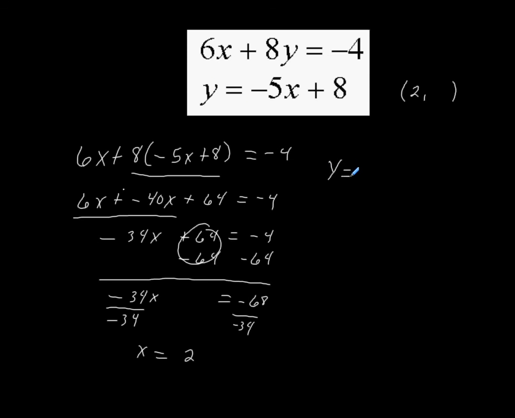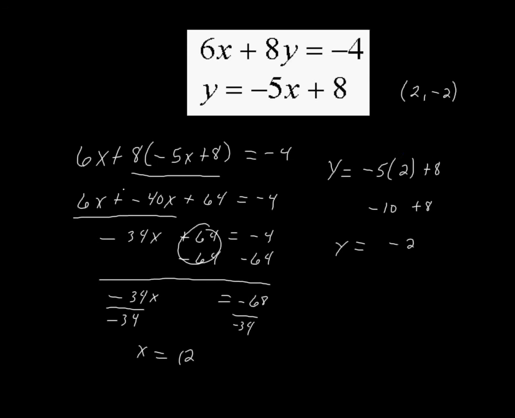Y, this one is already solved for y. Negative 5, parentheses, where the x is, let's replace the x with the value of x, which is 2, plus 8. All right, negative 5 times 2 is negative 10, plus 8. Negative 10 plus 8 is a negative 2. So then y is equal to negative 2, and so my ordered pair is 2, negative 2.